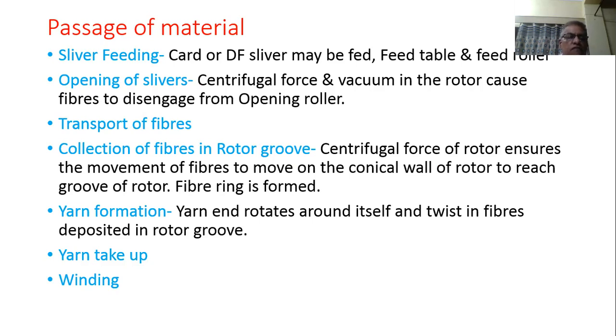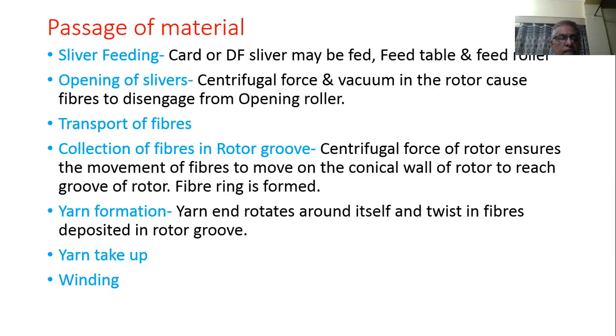So a ring of fiber is formed in the groove of the rotor. The fibers travel from the wall of the rotor and deposit in the groove, and a fiber ring is formed. At the same time, an open yarn end is introduced, and the yarn end rotates around itself and twists in the fibers deposited in the yarn groove.